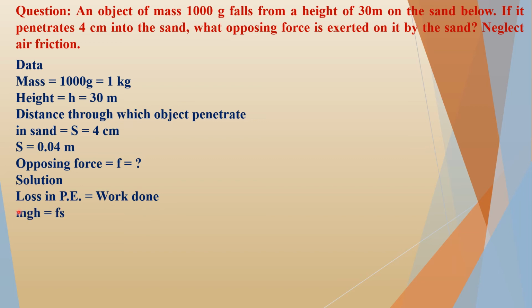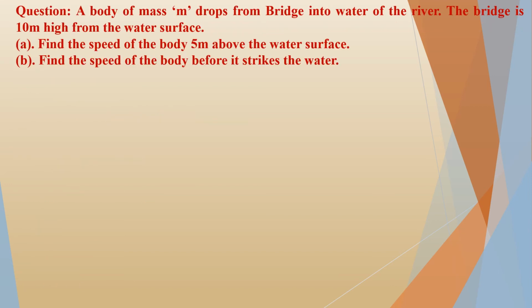Loss in potential energy is equal to mgh, and work done is equal to F into S. F is force, S is distance, and from here we get force is equal to opposing force is equal to mgh divided by S. Putting values, and after solving we get F is equal to 7350 Newton.